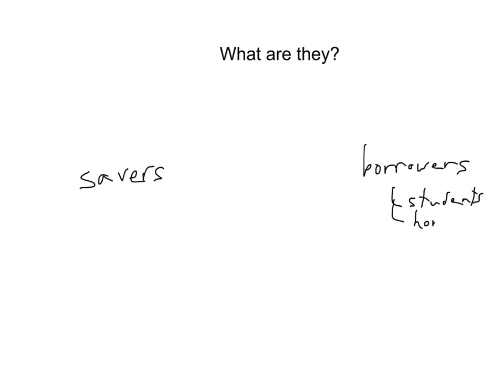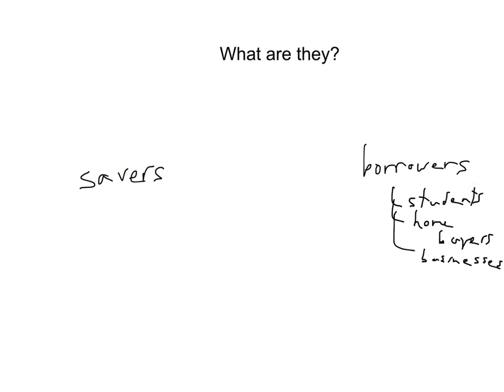home buyers, and businesses who have projects. Well, how do we link these with these? We could just have a direct market where savers just lend directly to students and home buyers and businesses.